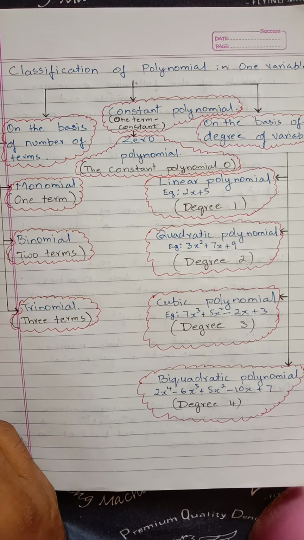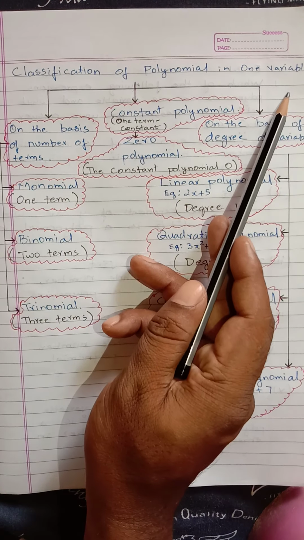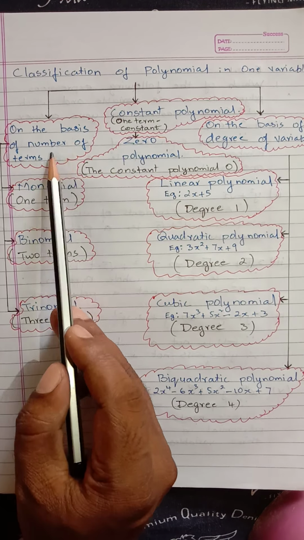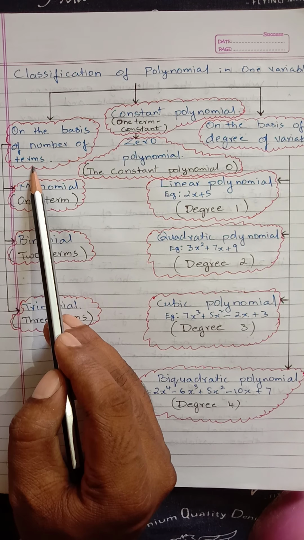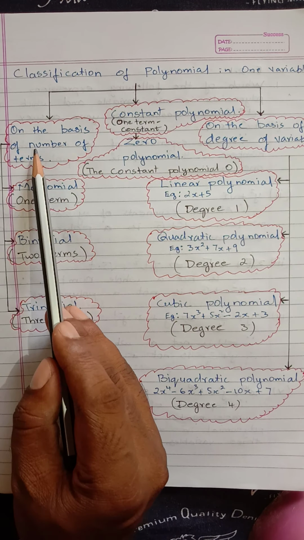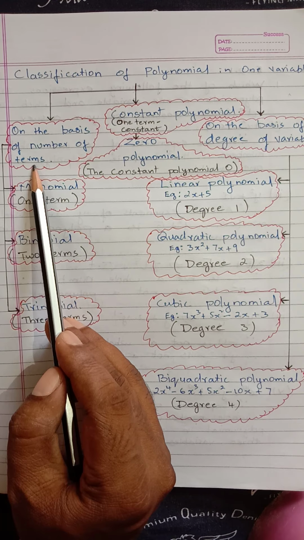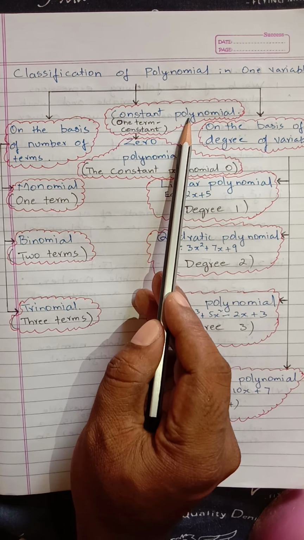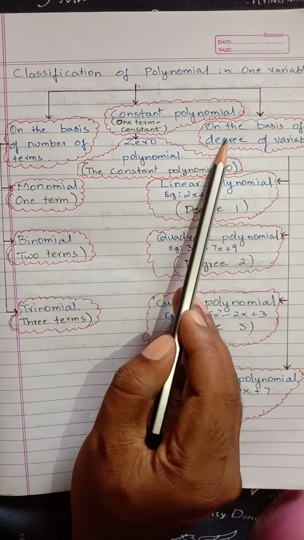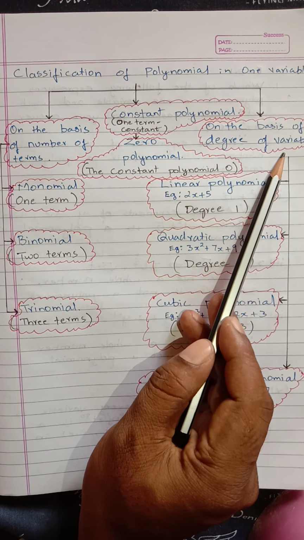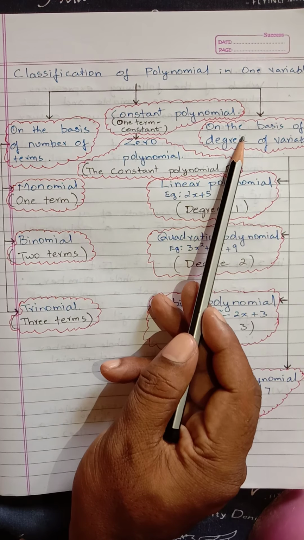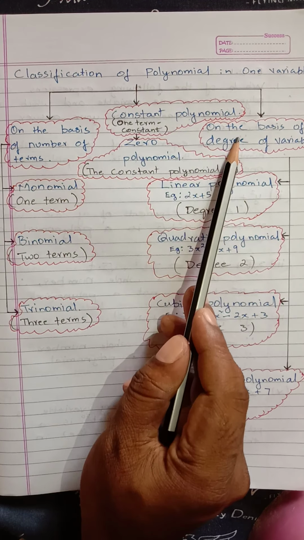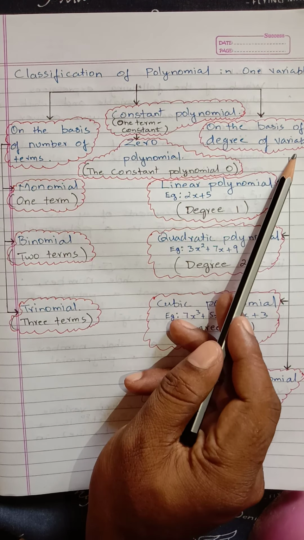Now let's go for classification of polynomials in one variable. So this can be classified on the basis of the number of terms, or on the basis of the degree of the variable. We can be classifying it into these parts.